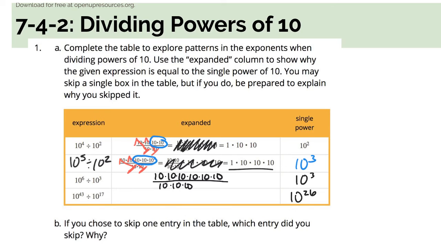10 to the 6th divided by 10 to the 3rd. Again, I could simplify that. 10 divided by 10 is 1. 10 divided by 10 is 1. And again, what I'm left with is 10 to the 3rd power. Now, I did not want to write out 43 tens being multiplied together down here, but I did notice a pattern. I noticed that if I subtract my exponents, that ends up being the exponent that I'm left with. And so 43 minus 17 is 26, so this is the same as 10 to the 26th power.